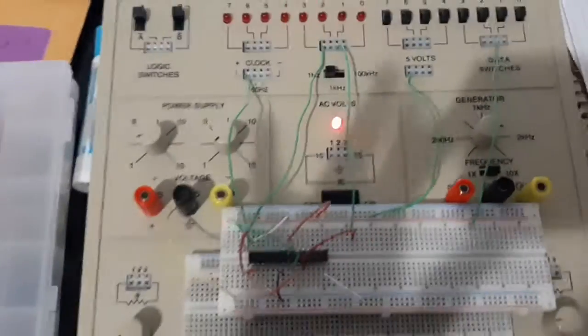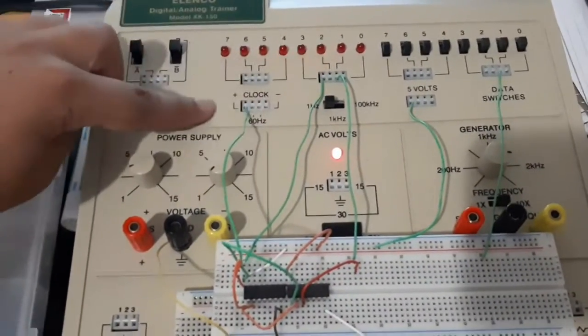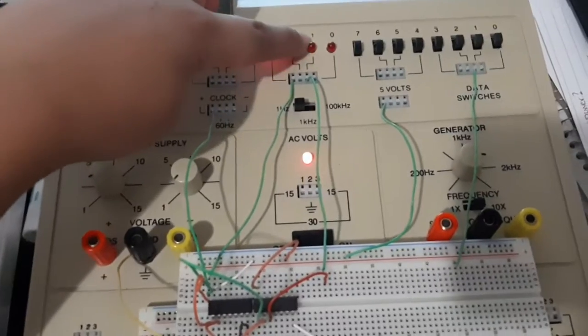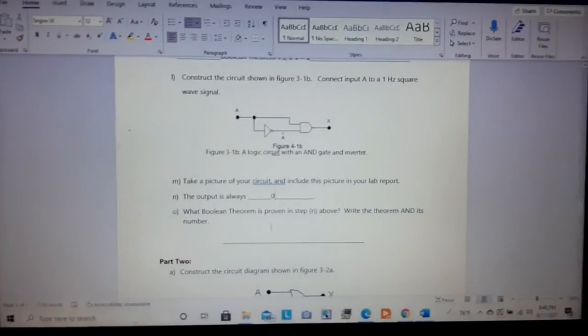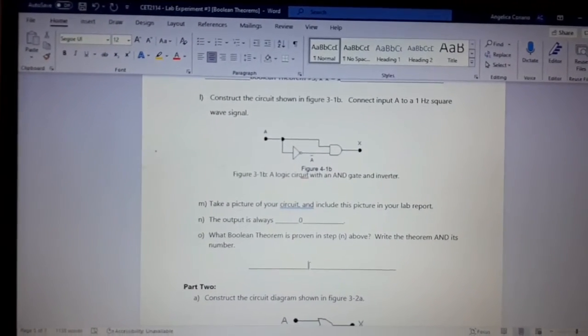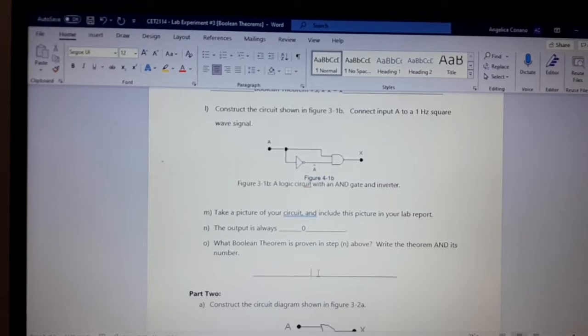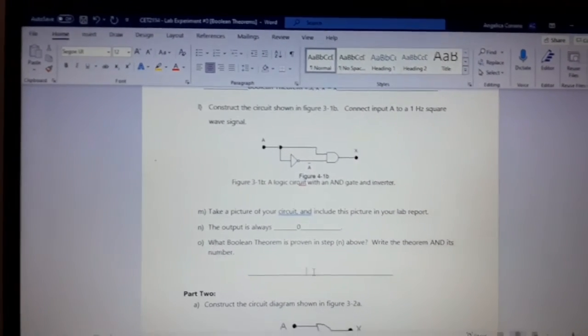So now I'm just going to turn this on, and I have my LED number 3, which is the square signal blinking, and LED number 1 is off. So the output is always 0. Boolean theorem is proven in this step. It is Boolean theorem number 4, which is X and inverse of X is equal to 0. And that is what we've proven here.